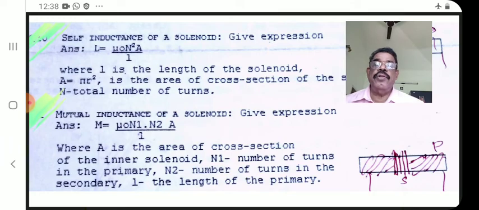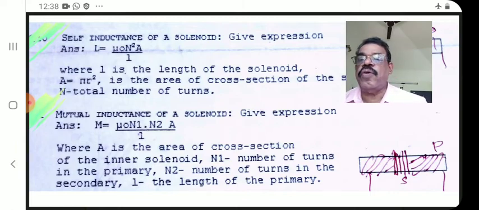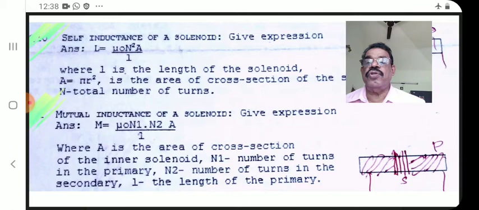So you understand the mutual inductance between two solenoids, a secondary coil wound on a primary coil. The mutual inductance of a coil having secondary windings is given by mu0 N1 N2 A by l. N1 primary turns, N2 secondary turns, A area of cross section of the primary, l is the length of the primary solenoid. And if the primary solenoid is wound on a former of relative permeability mu r, the relation becomes M is mu r mu0 N1 N2 A by l.